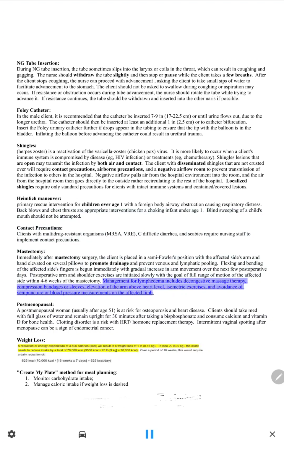Management for lymphedema includes decongestive massage therapy, compression bandages or sleeves, elevation of the arm above heart level, isometric exercises, and avoidance of venipuncture or blood pressure measurements on the affected limb.